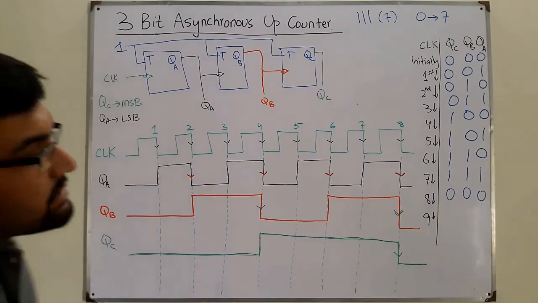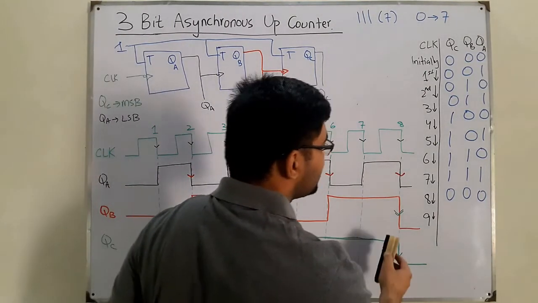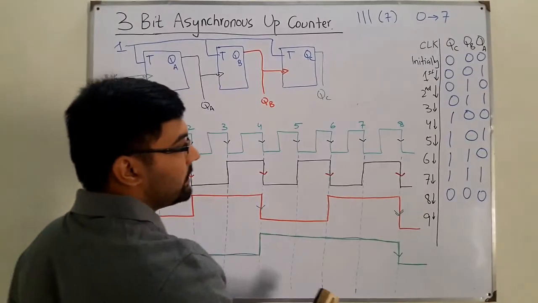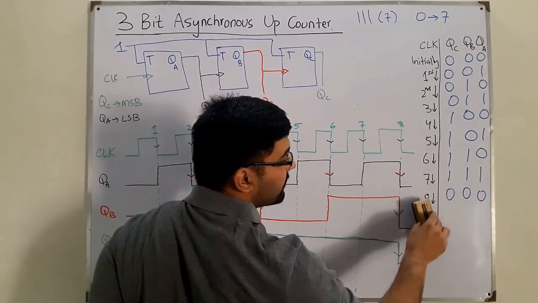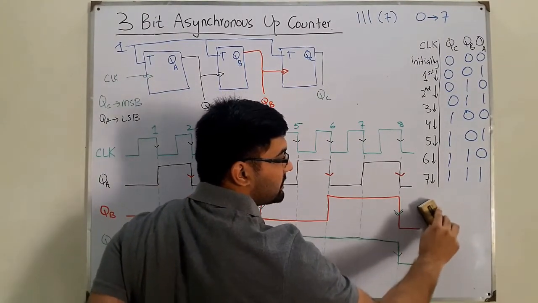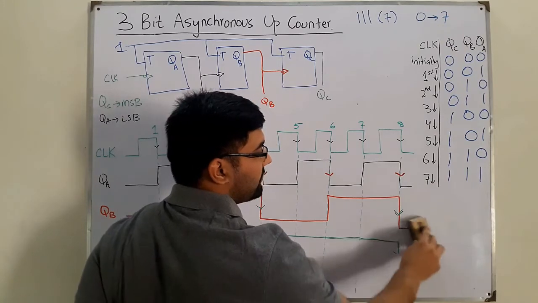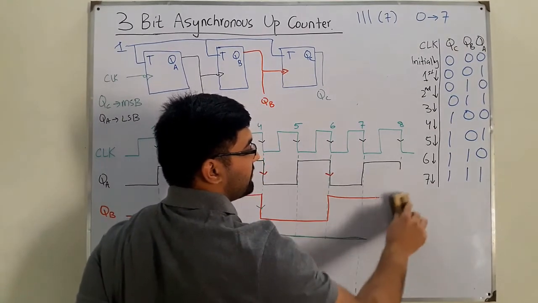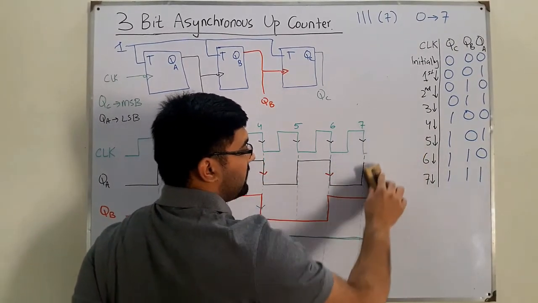So we have reached the maximum count at the previous state, which means at the seventh falling edge, we have reached our goal. That is the maximum count of 7, which is 111.